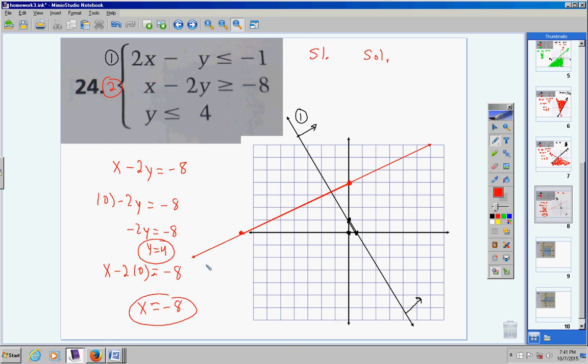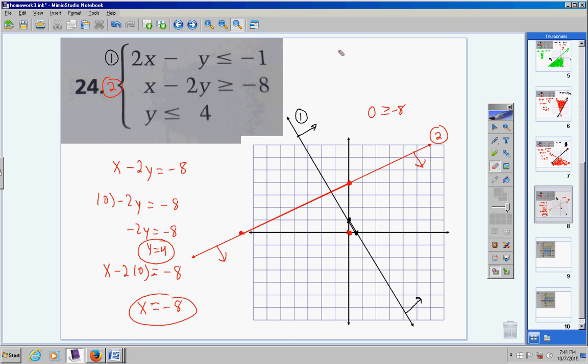Now, I've got to decide whether I'm going to shade up or down, left or right. So I'm going to test a (0, 0). So where my x is, I'm going to put a 0. Where my y is, I'm going to put a 0. See, 2 times 0 is 0, 0 minus 0 is 0, 0 is greater than -8. That's true. So (0, 0) is a true point for the red line. I'm going to shade downward towards (0, 0). That's going to be line number 2.